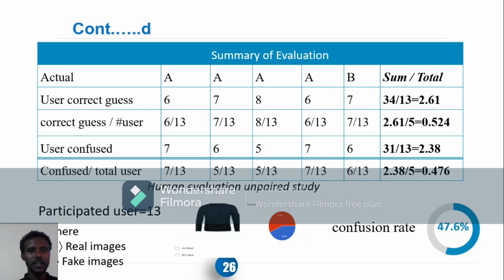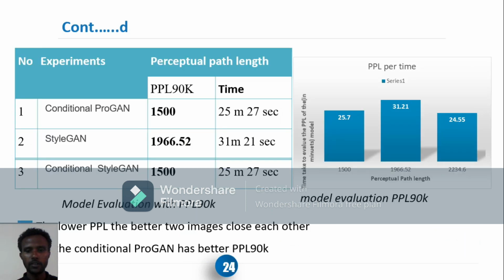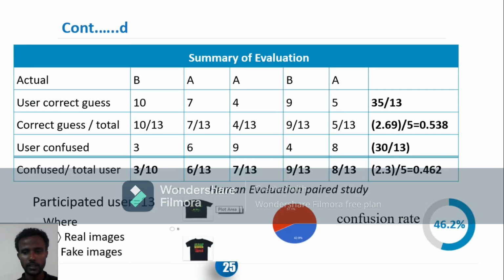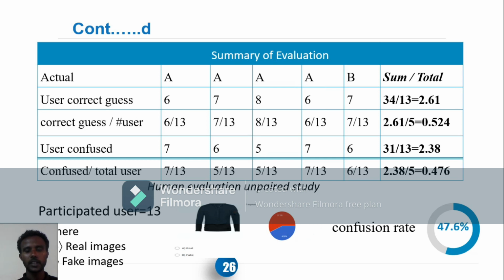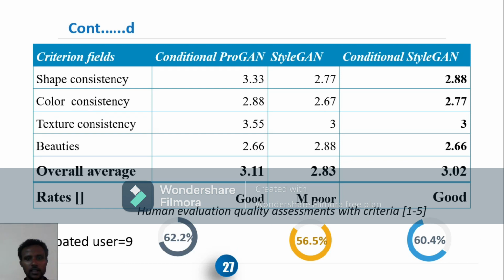But when it comes to a single evaluation, or unpaired evaluation, we give just one single image. Is it generated or original? Then the users were confused 47.6%, 47.6%. The reason behind the difference in confusion rate between paired and unpaired evaluation is that in both, users get a bit confused. But when it comes to unpaired, it achieves such results. And the others are just through shape consistency, color consistency, and others.